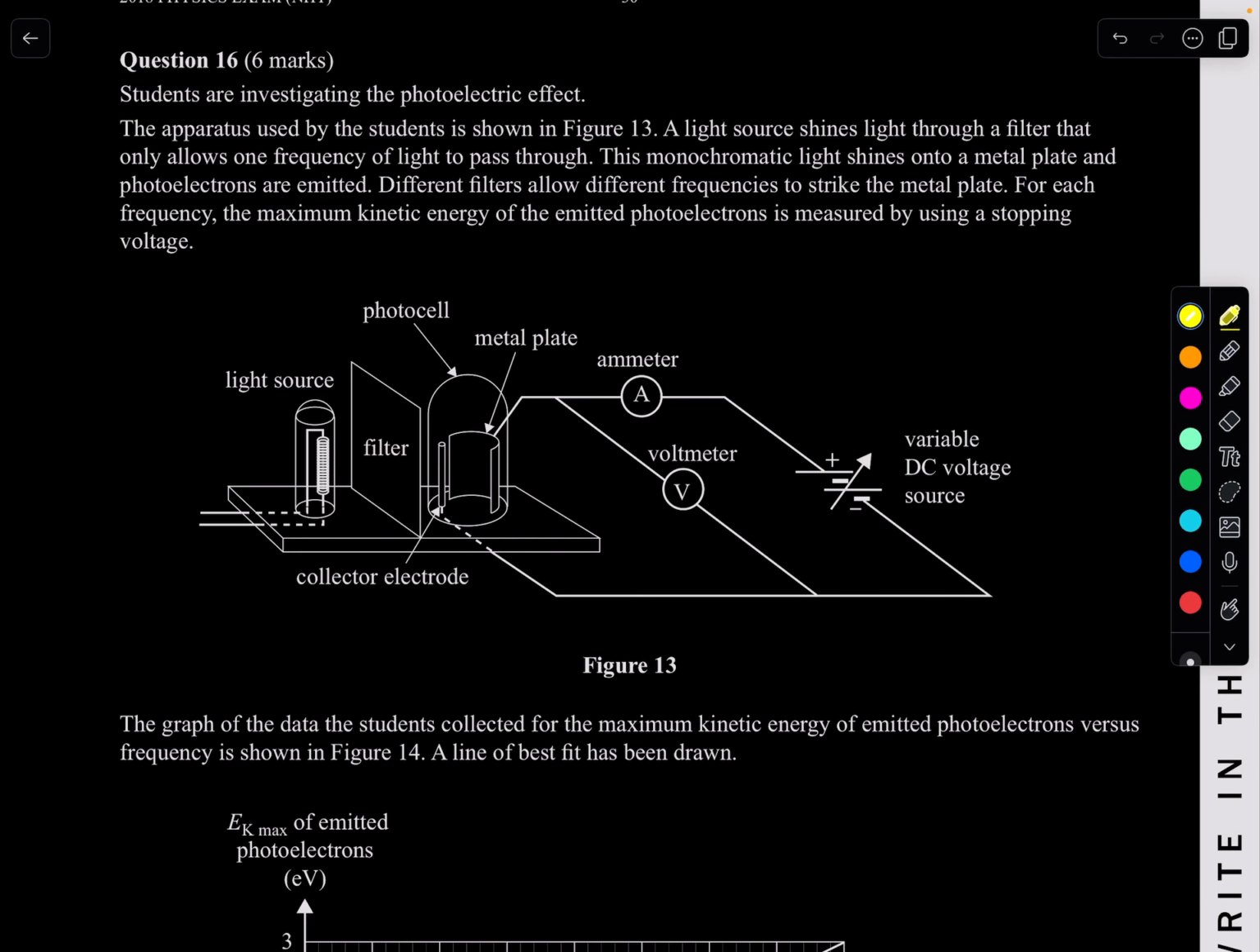Question 16. Yes, photoelectric effect. Students are investigating the photoelectric effect. The apparatus used by the students is shown in figure 13. A light source shines light through a filter that only allows one frequency of light to pass through. This monochromatic light shines onto the metal plate and photoelectrons are emitted.